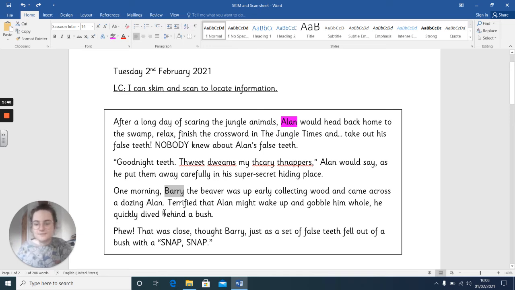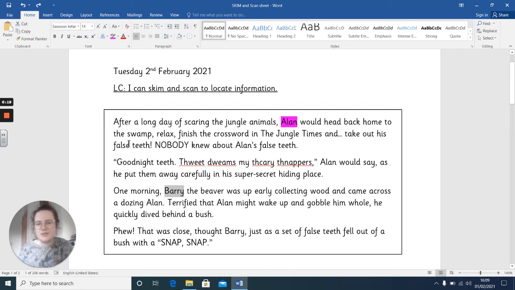It's definitely Alan. Next, I'm going to ask myself, who knew about Alan's false teeth? Who knew about them? So I'm going to look near the beginning again, because I remember reading about his teeth. Well, the whole story is about his teeth, and I know that he just took his teeth out. So I'm looking somewhere near the beginning with a bit where he took his teeth out. Oh, take out his false teeth. There we go. The words false teeth are there. So this bit's about his teeth.